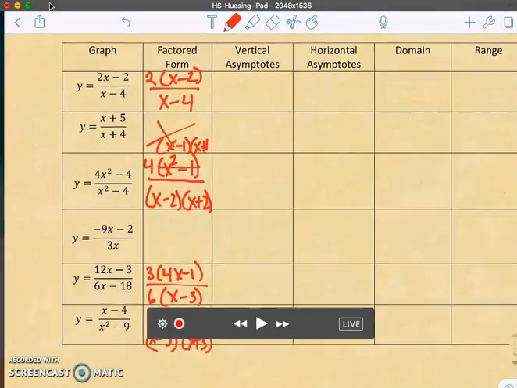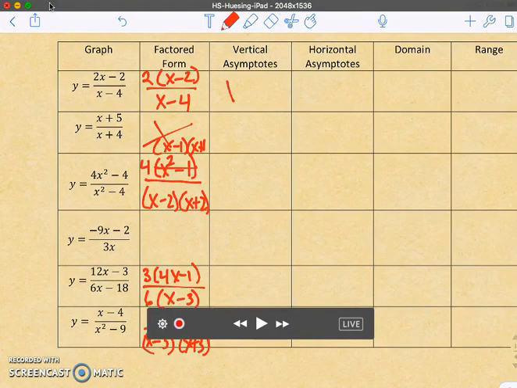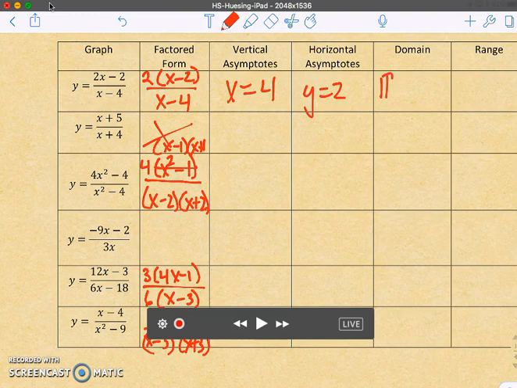So I'm going to go back here. So vertical was at x equals 4, y equals 2. So the domain, all reals, x can't be 4. And the range, all reals, y can't be 2.